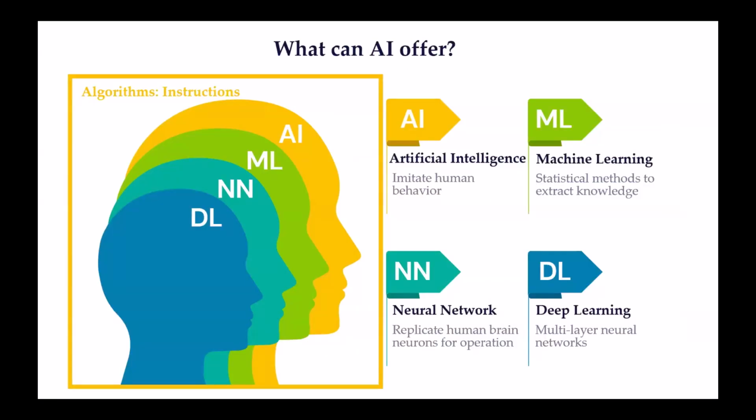So basically, AI can offer different models. Number one is AI, which basically imitates human behavior. If you think about the first time artificial intelligence was created, back in the 1950s, it imitated human behavior, and it's very objective, a kind of human decision-making support. Something like that is AI.